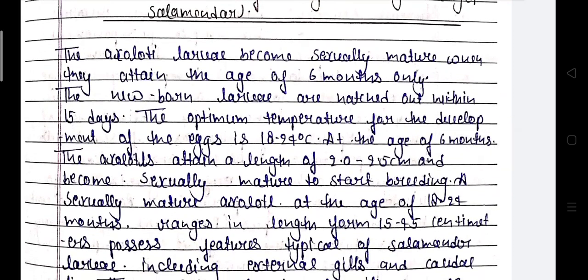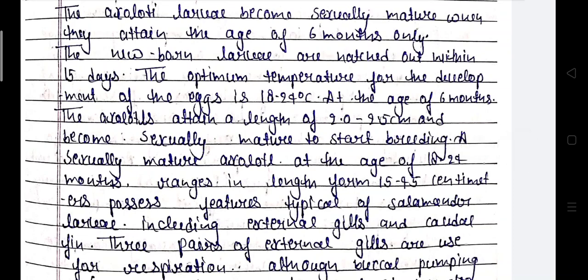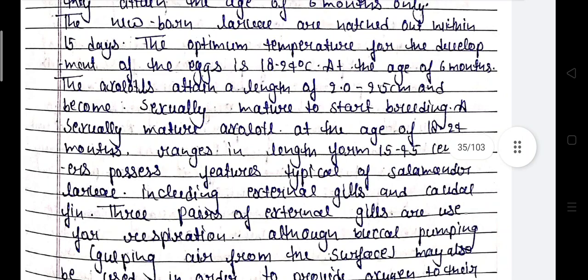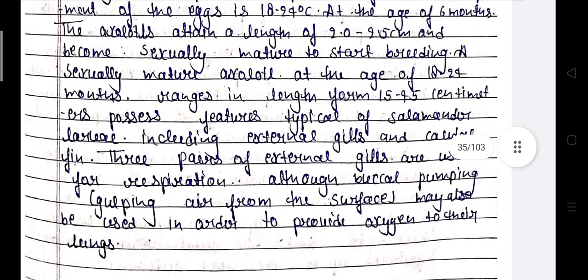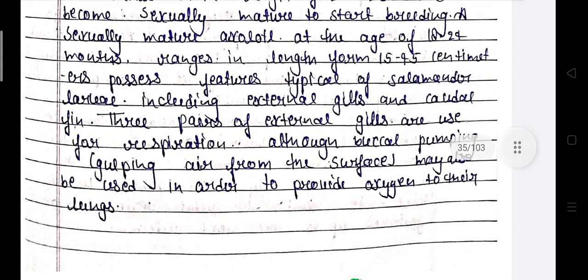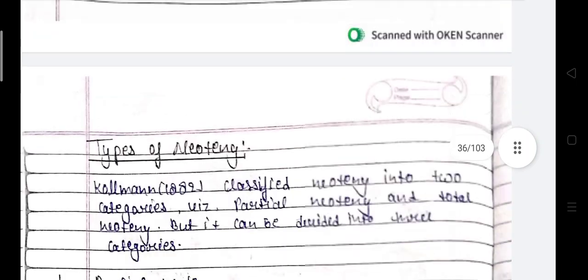A sexually mature axolotl at the age of 18 to 24 months ranges in length from 15 to 45 centimeters. It possesses features typical of the salamander larva, including external gills and caudal fins. The three pairs of external gills are used for respiration, and gulping air at the surface may also be used in order to provide oxygen to their lungs.